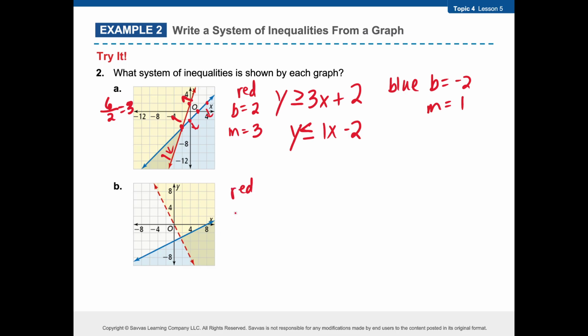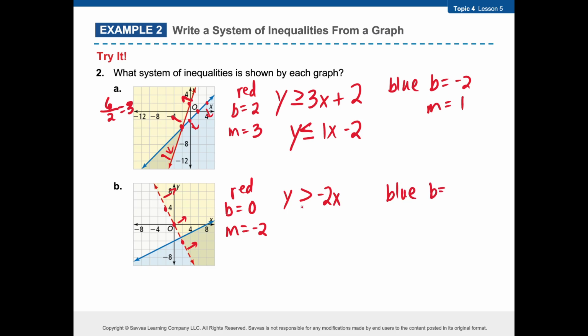Letter B, my red line has a y-intercept of 0 right at the origin. It has a negative slope, going down 2 to the right 1. So my slope is going down by 2. So 2, 4, still -4/2 is still -2. It's shaded above a dashed line. So y is greater than -2x. I don't need to put +0.